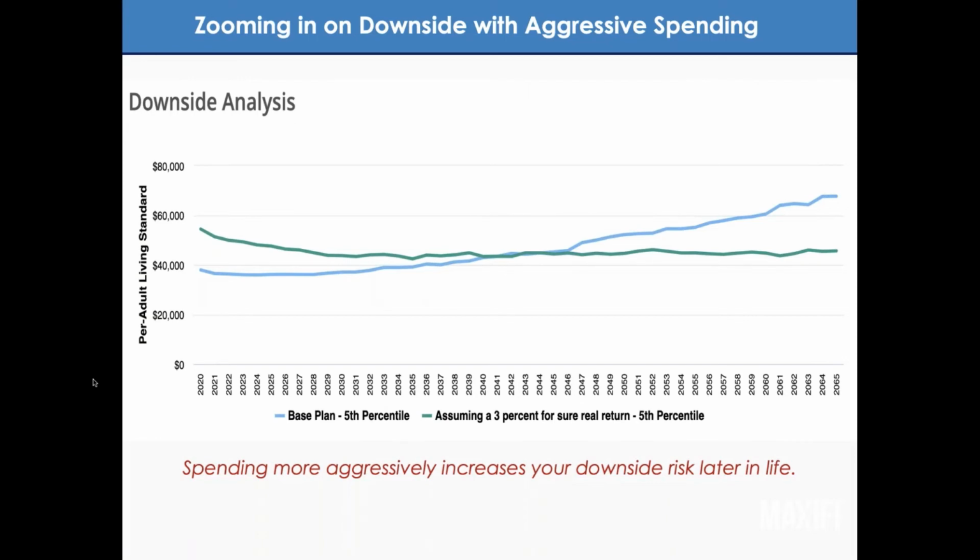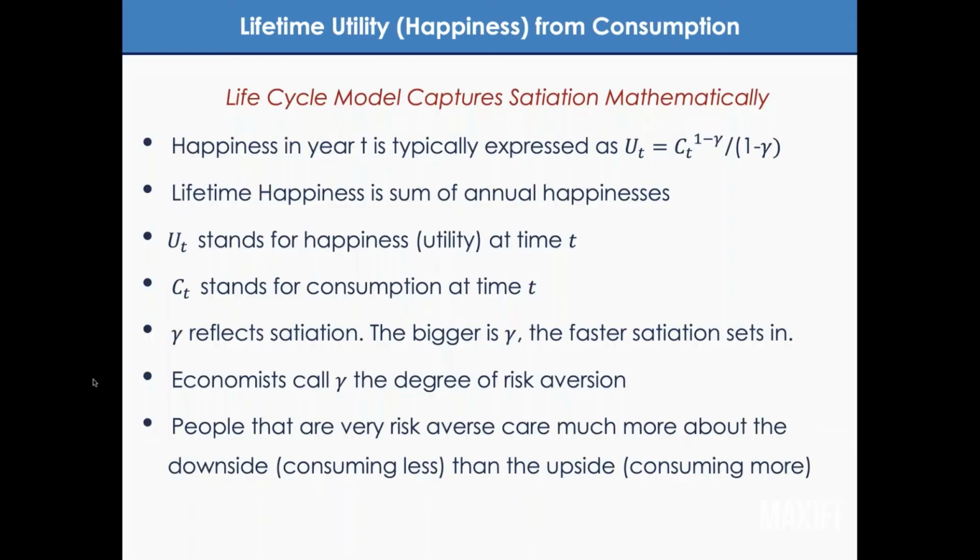Well, this is not the worst case scenario. It's not the first percentile. It's not the very worst. It's not the minimum outcome. It's the fifth kind of worst outcome. But it shows you that you're going to be doing certainly better at the end of your days, even in bad times, in terms of bad return times, than if you are spending really aggressively through time.